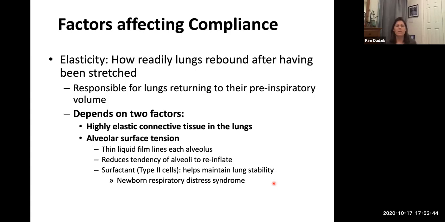This is what happens when there's a prematurely born baby. They have a problem with breathing. They go into what's called newborn respiratory distress syndrome. What that is, is that we don't start to develop these type 2 surfactant cells until about the 8th into the 9th month of pregnancy. So when you have a baby that's born prematurely, they haven't developed these cells, so they don't have the surfactant.